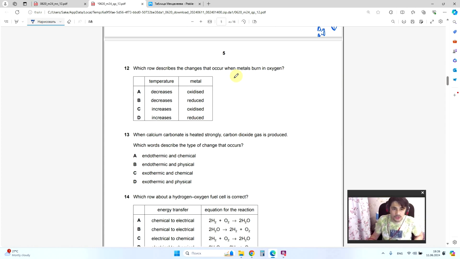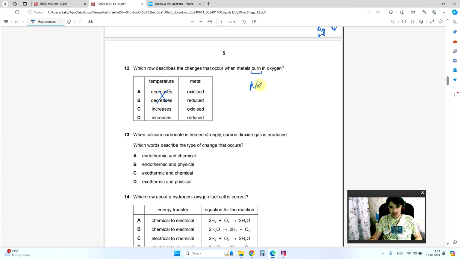Okay, next question. Which row describes the changes that occur when metals burn in oxygen? Okay, so metals burn. You need to look at the word burn, and this should tell you that this is an exothermic reaction. So this is combustion. During a combustion process, temperature is always increasing. So you can cancel out options A and B. So you see you have a 50% chance of giving the correct answer.